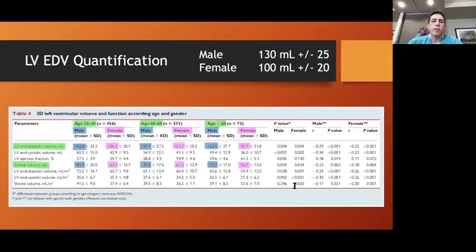Now, for left ventricular end diastolic volume quantification, we have to reference our normal values for age and gender. For a male between the ages of 40 and 60, the end diastolic volume should be about 130 milliliters, plus or minus a standard deviation of 25. And for a female of the same age, it should be 100 plus or minus 20. And you'll notice that for younger patients and older patients, these values will increase or decrease respectively.